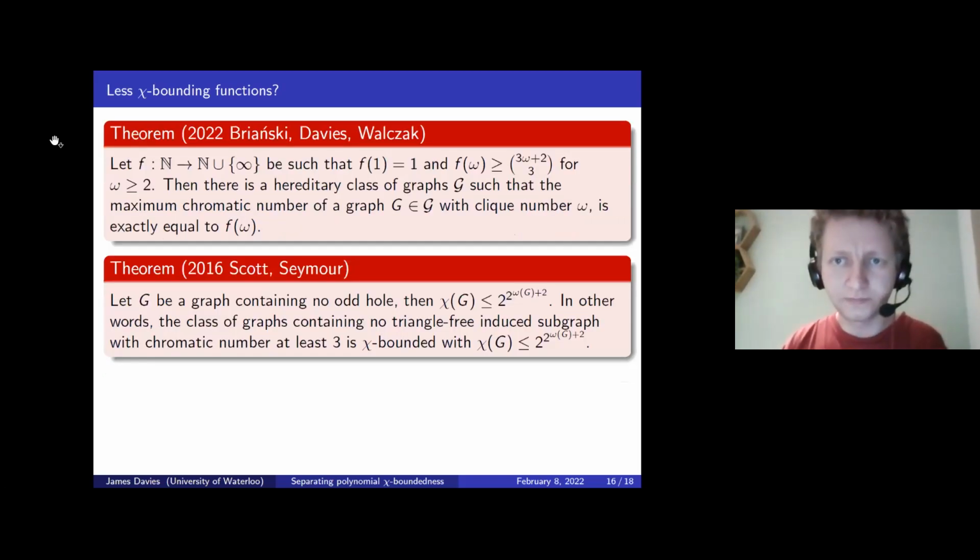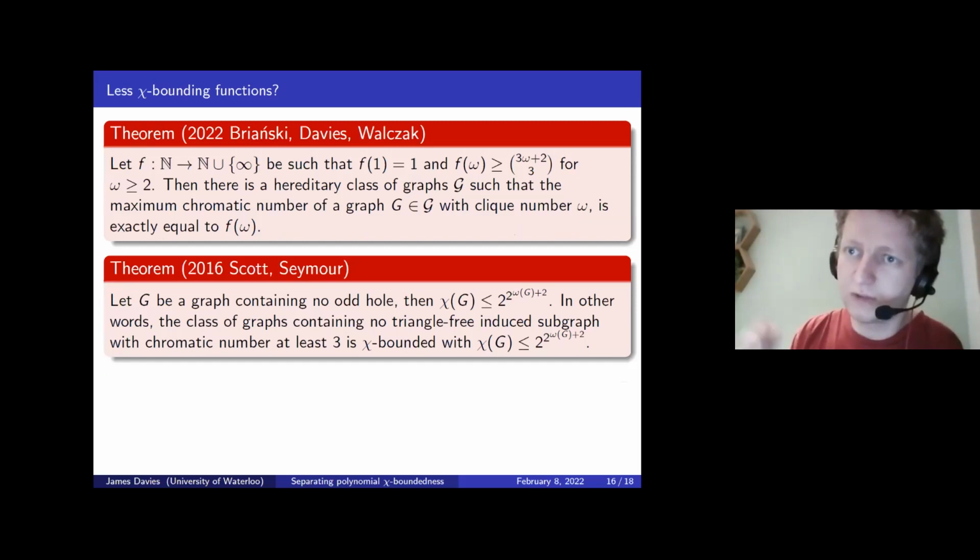So in the other direction, you can ask, well, we know you can't take this all the way because we have this one example showing that our chi-bounding function can't be completely arbitrary. This odd hole result tells us that if f of 2 is equal to 2, then we're chi-bounded. So we can't at any point have a f of omega be too high.